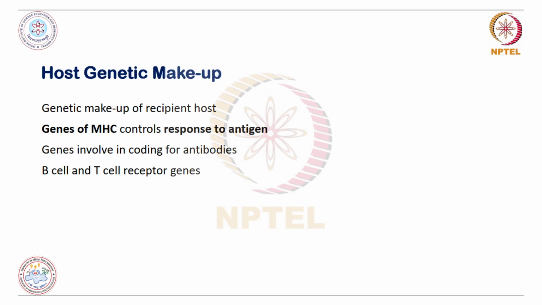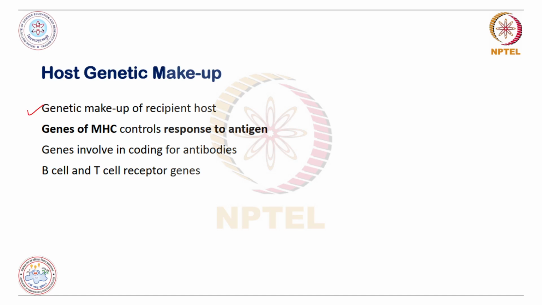The first one is host genetic makeup. Every host has a unique genetic profile, which means their immune system recognizes and processes antigens differently. This variation can lead to different immune responses to the same antigen across two different individuals or two different species.